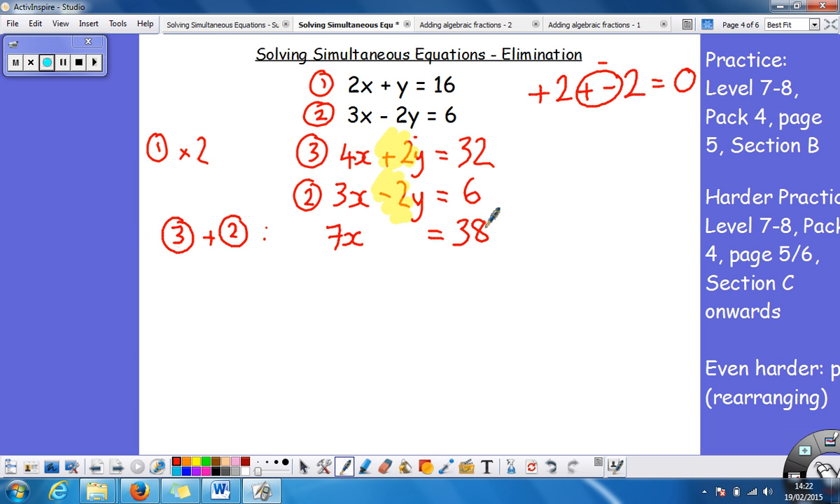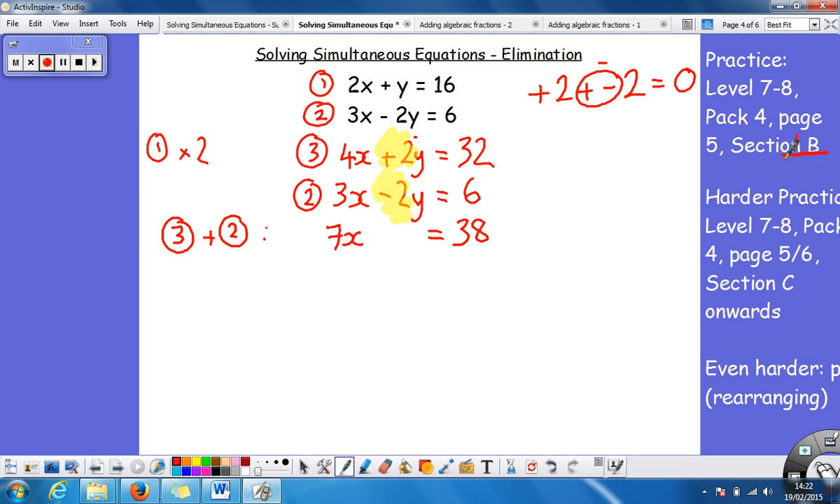I can then work out what my x is. I can substitute it into my equation and I can solve my equation in the same straightforward way as we were doing with the last one. But that's just one to watch out for. So again, some of those feature in section B of that practice worksheet.